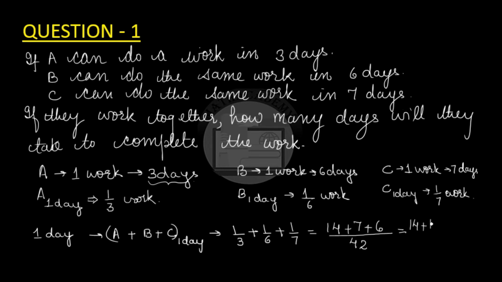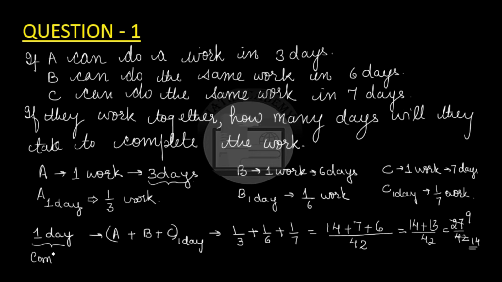14 plus 13 over 42 gives you 27 over 42, which on simplification gives 9 over 14. So this means that in 1 day, all three of them together finish 9 by 14 of the work. So how many days will they take to complete one work?